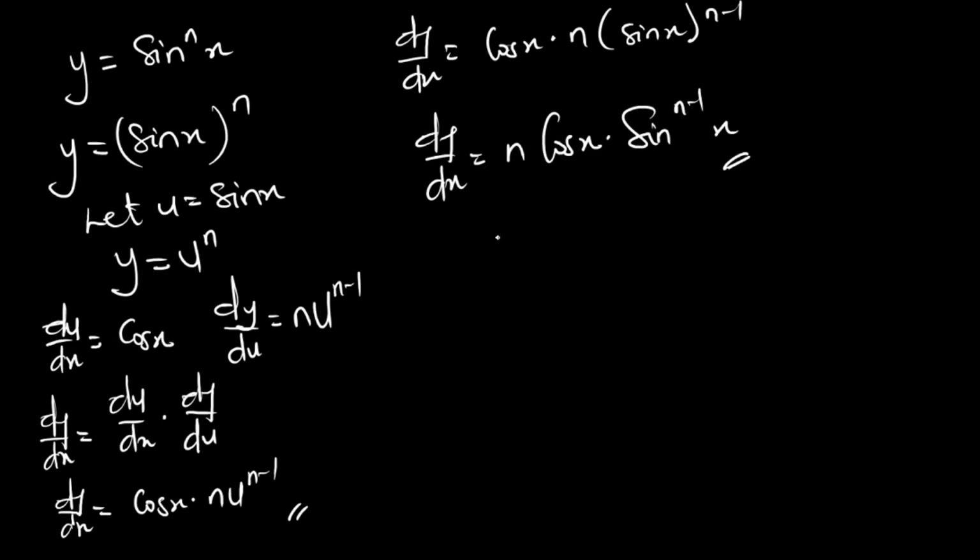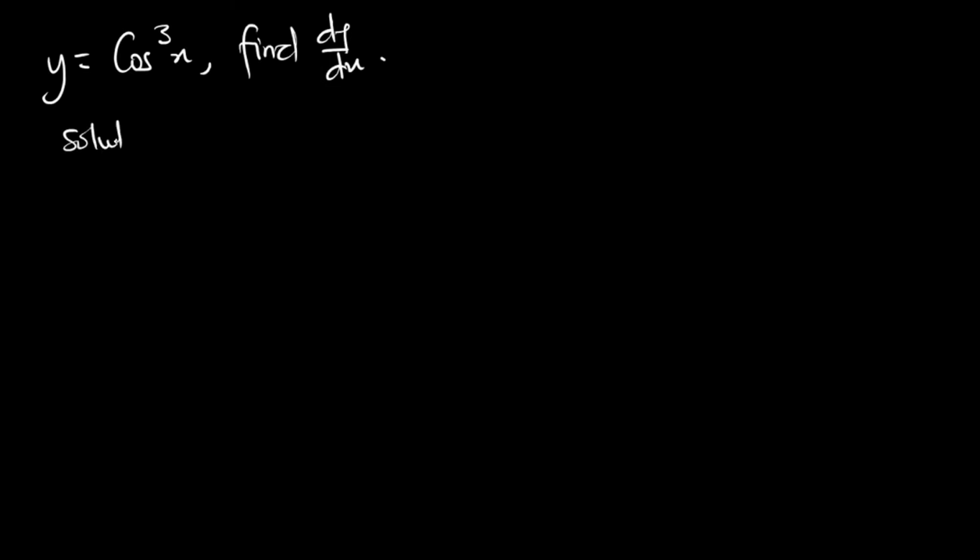Okay, so let's have a look at an example. So if I have y to be equal to what? cos³ x, and I'm to find what? dy/dx. How do I solve this example? So let me write the solution. So first of all, we can rewrite this whole equation as what? y is equal to what? (cos x)³.